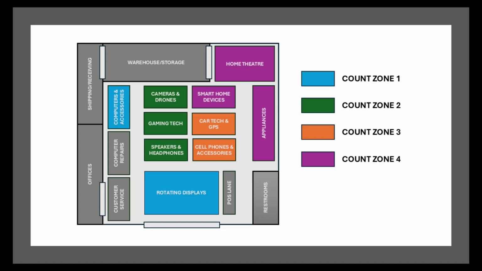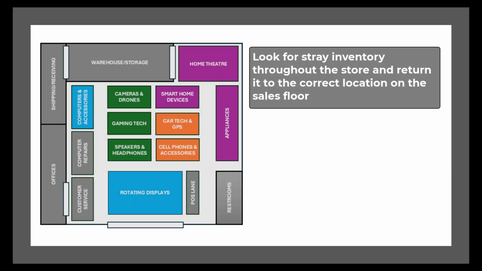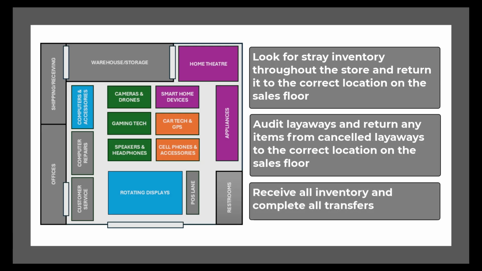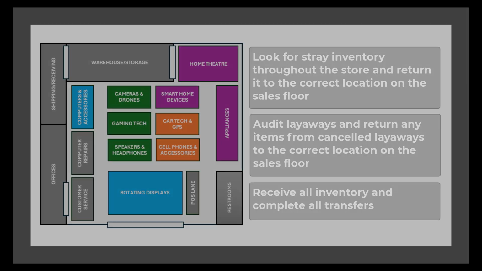Another best practice is to do some housekeeping prior to the physical inventory count. Store employees should look for stray inventory throughout the store and return it to the correct location on the sales floor for counting. Similarly, store employees should audit layaways and return any items from canceled layaways to the correct location on the sales floor for counting. Finally, the store should receive all inventory and complete all transfers. Inventory that cannot be received or transferred prior to the start of the inventory count should be excluded from the count.